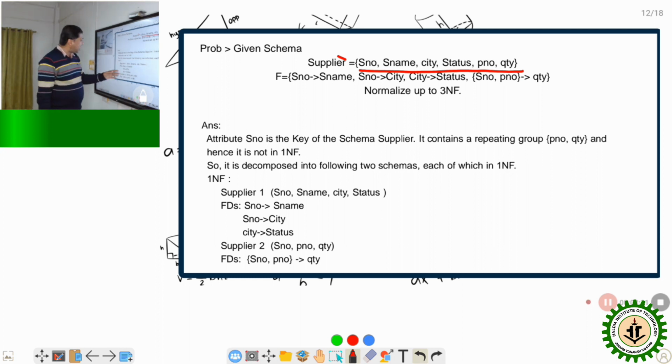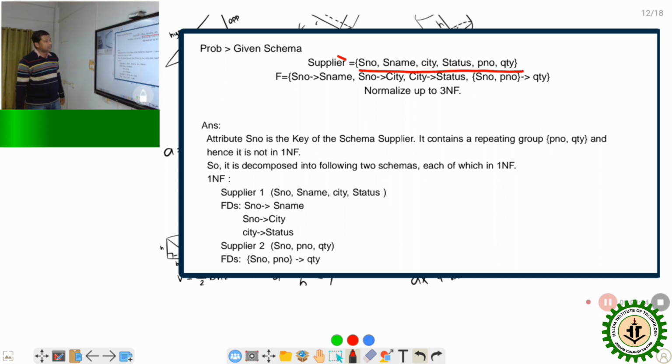So we convert this supplier table into two following tables, supplier 1 and supplier 2, to get the 1NF. In supplier 1 we took four attributes: supplier number, supplier name, city, and status. By using supplier number we can get the supplier name, by using supplier number we get the city, and by using the city we get the status. So these are the following FDs.